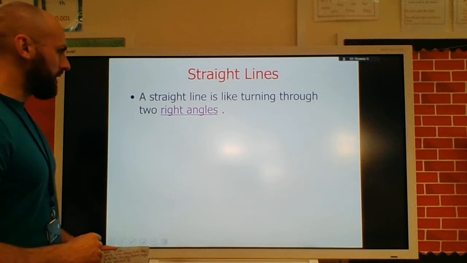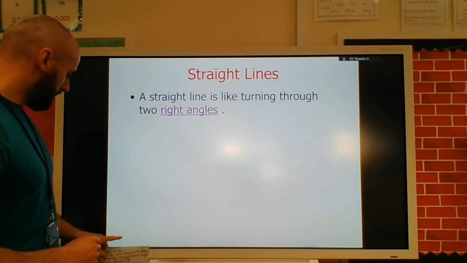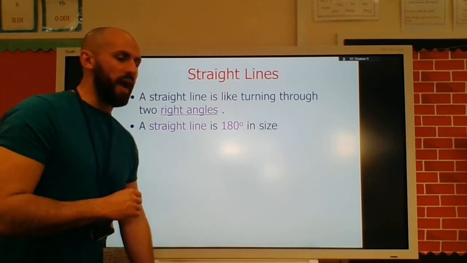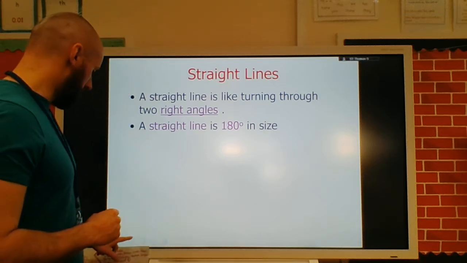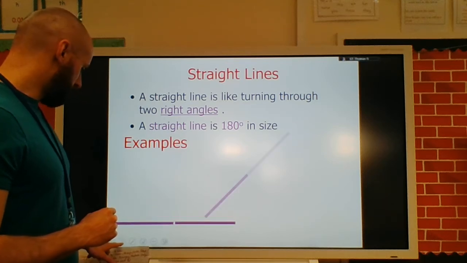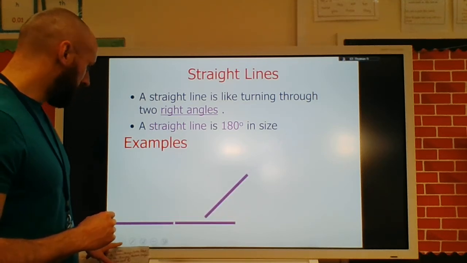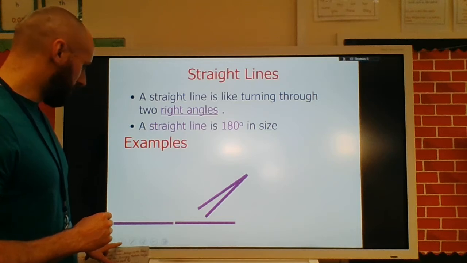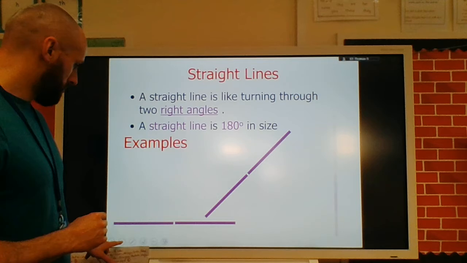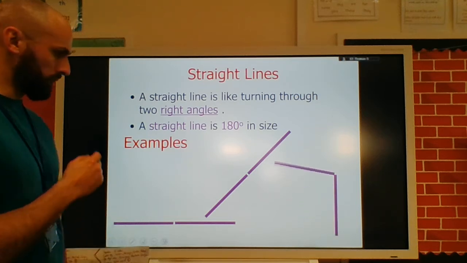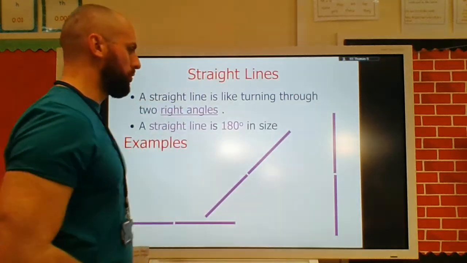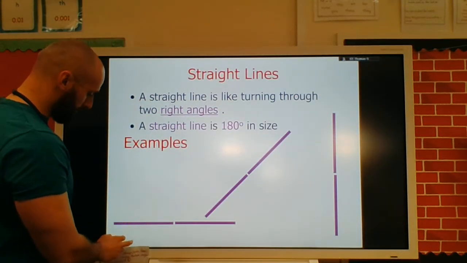Then we've got straight lines. Okay? A straight line is 180 degrees in size. For example, that's turned 180, that's turned 180, and that will turn 180. So a straight line angle is 180 degrees.